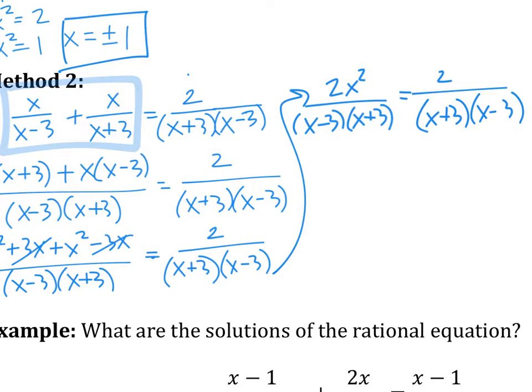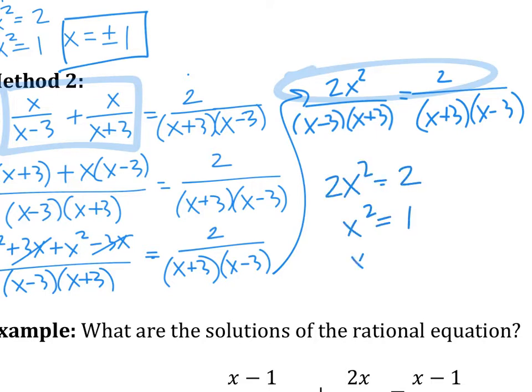Okay, so at this time, you can see that if the denominator is the same, the numerator has to be the same. So then 2x squared is equal to 2. So x squared is equal to 1. X is equal to plus minus 1. And that is not in the denominator, so we're done.